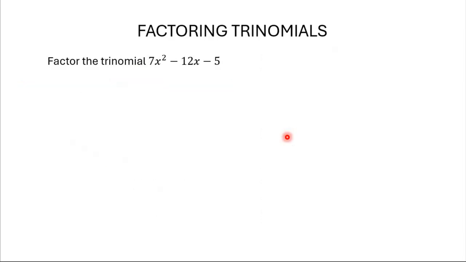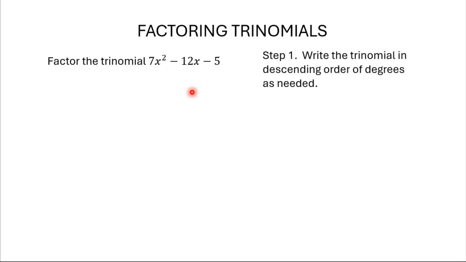Let's look at another example. So with this trinomial here, it's already in descending order of powers, so descending order of powers is not an issue. The GCF of 7, 12, and 5 is 1. And this last term doesn't have a variable. So the GCF of the trinomial is 1. So I'm looking for binomial factors.